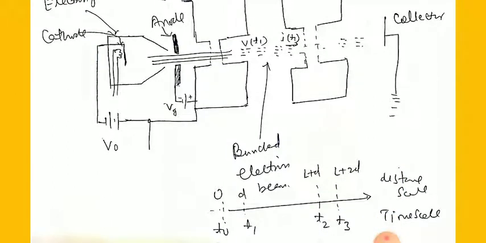So here are the distance scale and the time scale for this. The distance between the two cavities is L, capital L. The gap between the two grids is D, so that is 0 to D, then L plus D to L plus 2D, and this is all about this.